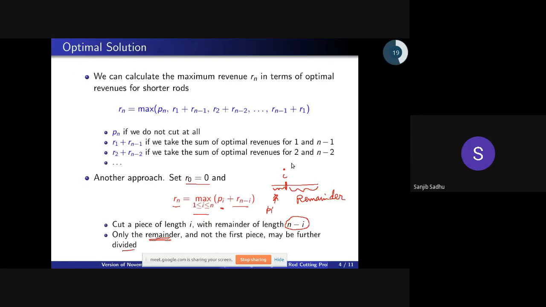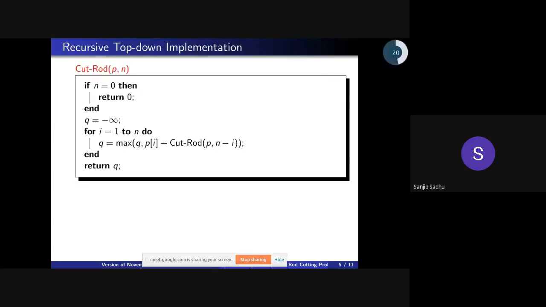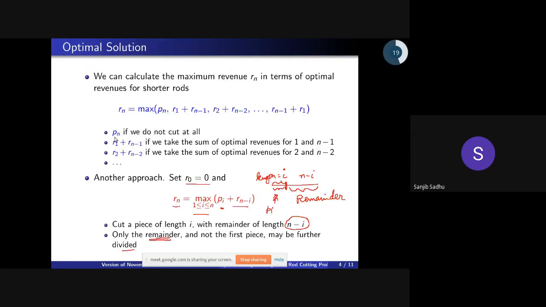This obviously, if its length is i, then its length is n minus i. So this you can further subdivide. So that's why it is Rn minus i and Pi. Pi is the value if you do not cut them. Why am I writing here Pi? Because P symbols means we are not cutting at all. So Pi, we are not cutting this at all, and the length is i.